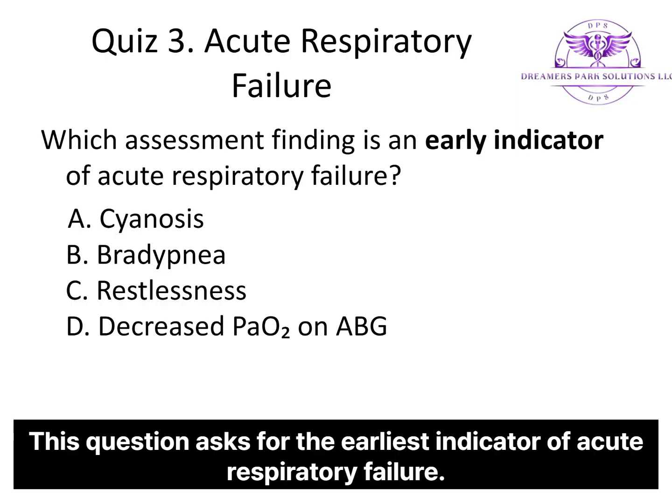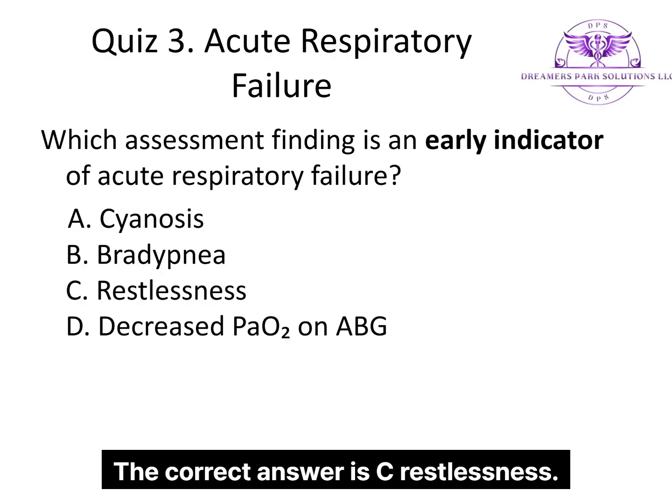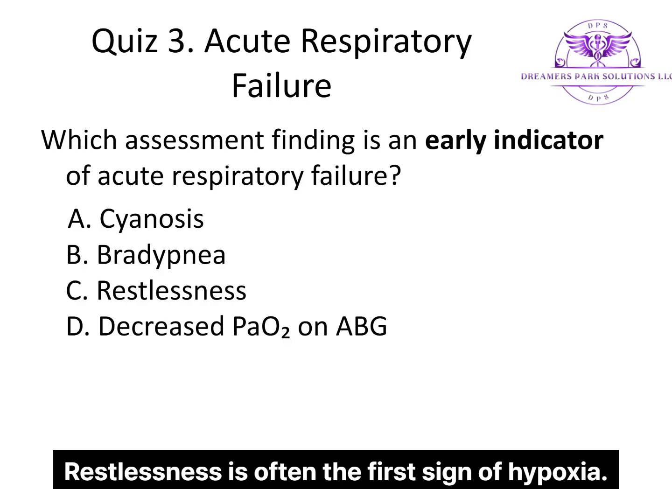This question asks for the earliest indicator of acute respiratory failure. Several options are late signs. Be careful. The correct answer is C. Restlessness. Restlessness is often the first sign of hypoxia.